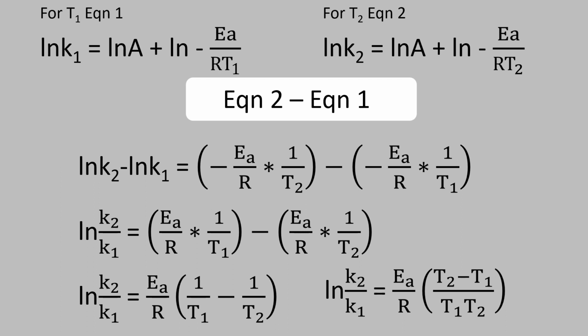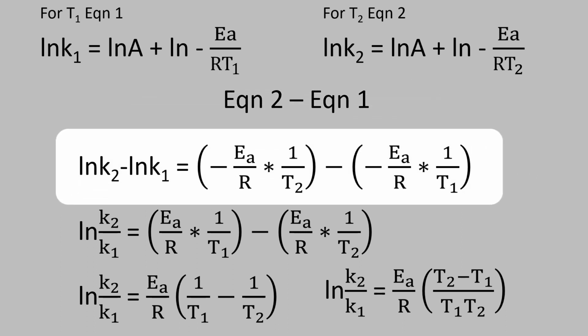And this is done like this. ln k2 - ln k1 = -Ea/R (1/T2) - (-Ea/R)(1/T1). So we have taken equation 1 and equation 2 and subtracted equation 1 from equation 2. Equation 2 has a higher temperature and equation 1 has a lower temperature. Now ln k2 - ln k1 can be written as ln(k2/k1).